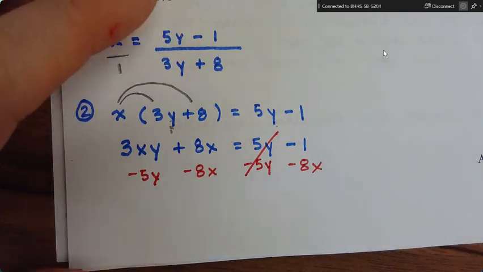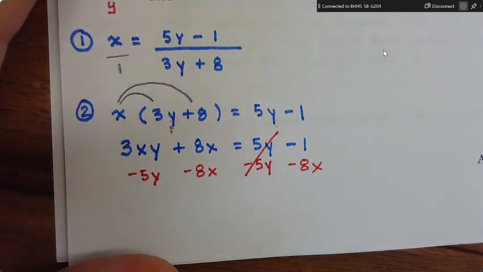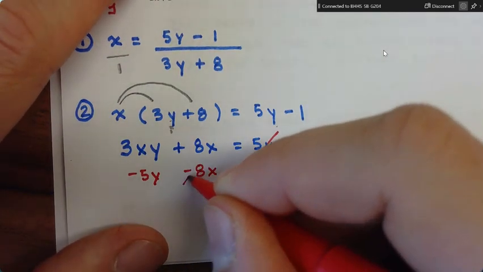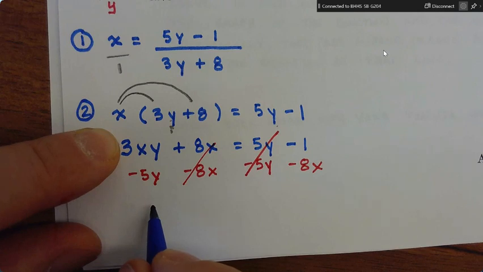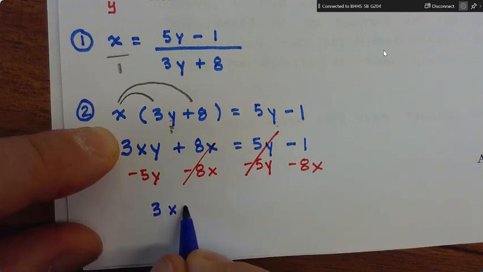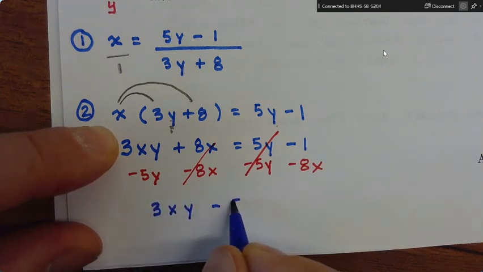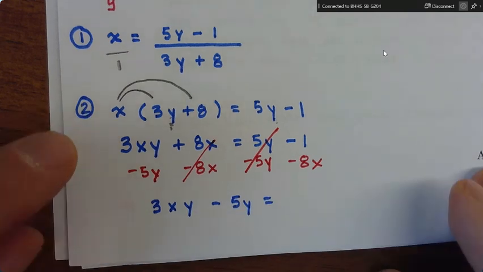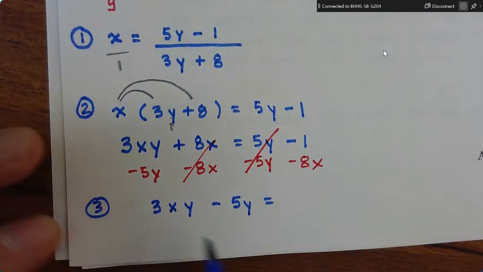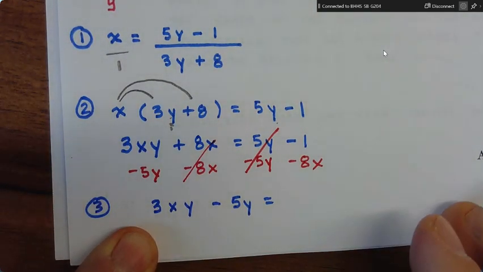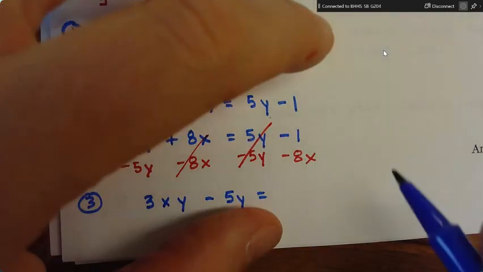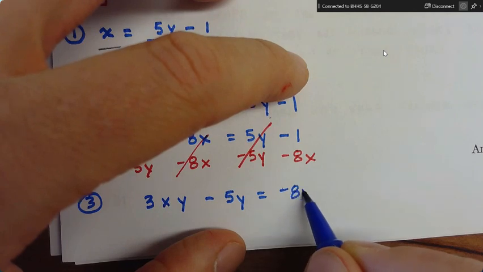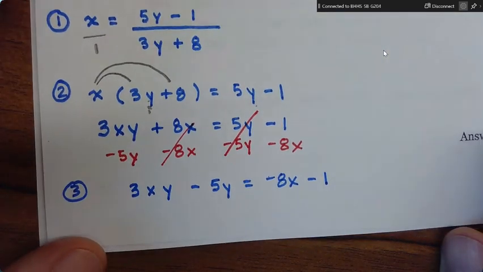David, you got a question? You can just subtract the 5y even if there's an x attached to the 3 still? No, that's a good question. Not really. All you can really say is that this is 3x times y minus 5y on the left side. We got to leave it like that. And then on the other side, all we can really do is say this is negative 8x and then take away 1.